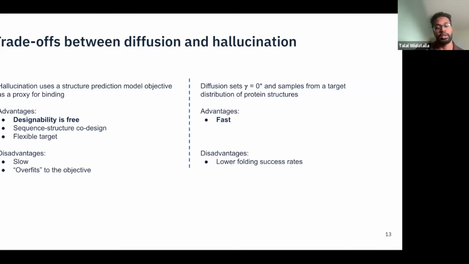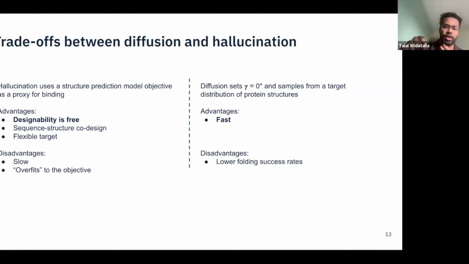And also, your target is flexible. As you do these rounds of AlphaFold optimization, your target actually might move to accommodate the binder you're designing. The main disadvantage is that it's extremely slow. And as we've already mentioned, it can overfit to the objective and get some adversarial generations that might not actually work out in the lab.